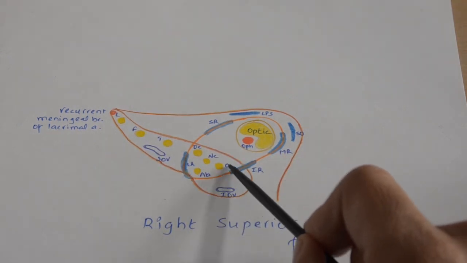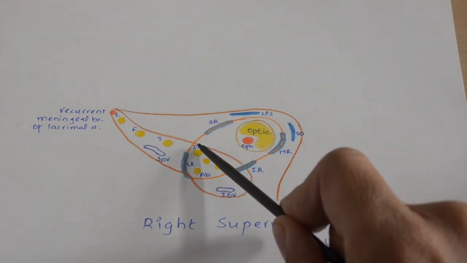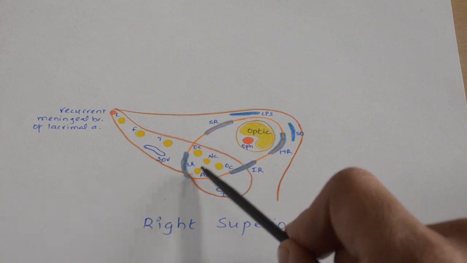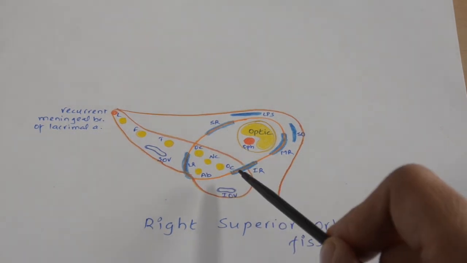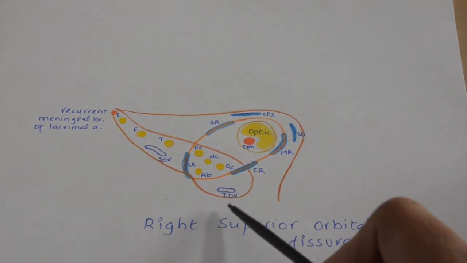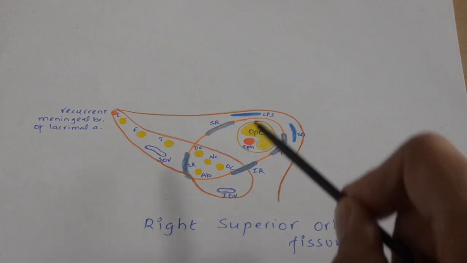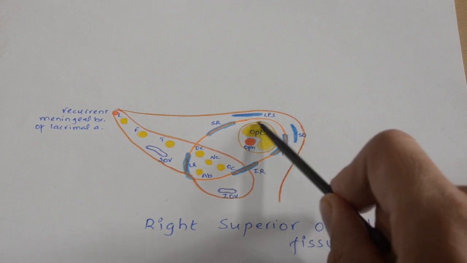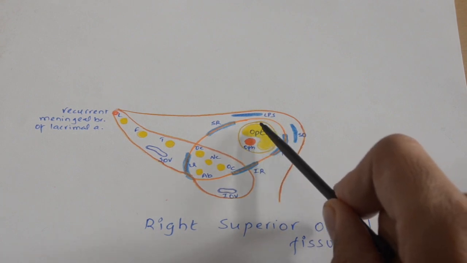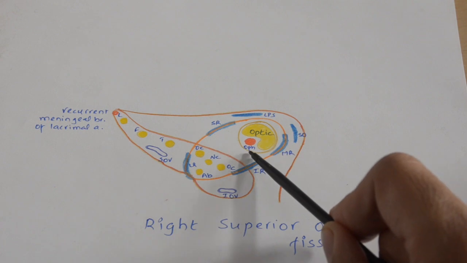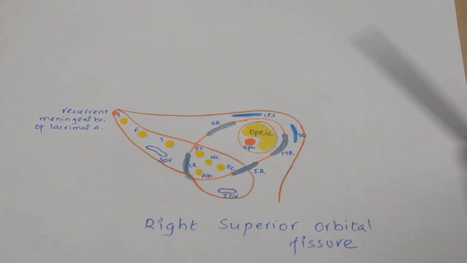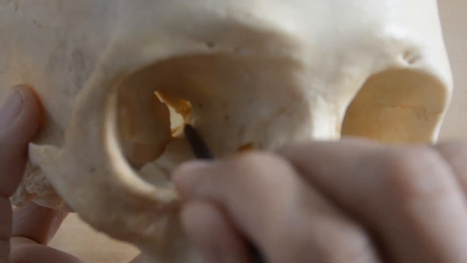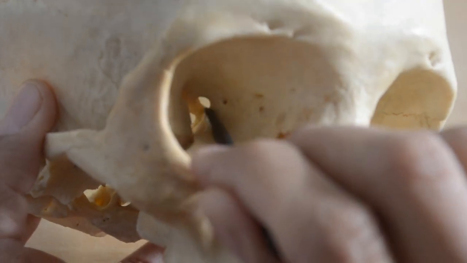From the middle or intermediate compartment, it will allow passage of the upper and lower divisions of the oculomotor nerve, the nasociliary nerve and the abducent nerve. And from the medial compartment, the inferior ophthalmic vein will pass. The tendinous ring of Zinn will also enclose the optic canal, and the optic canal itself will allow passage of the optic nerve and ophthalmic artery along with the meninges. So this is regarding structures passing through the superior orbital fissure and optic canal.